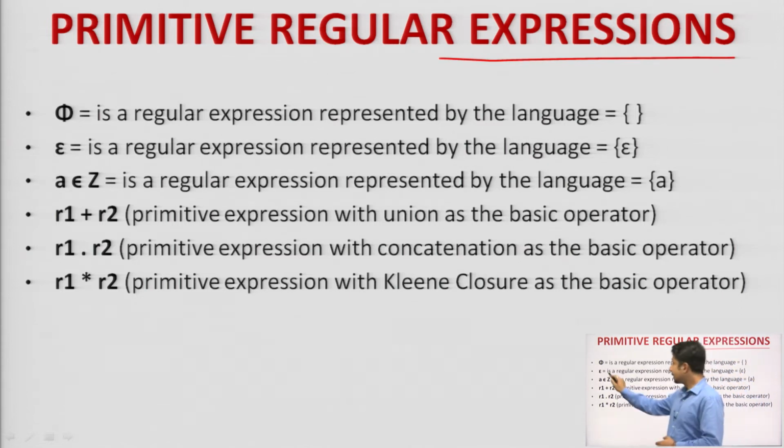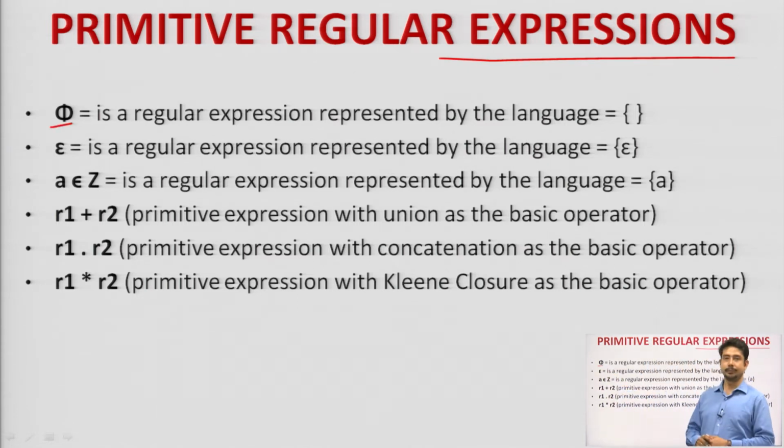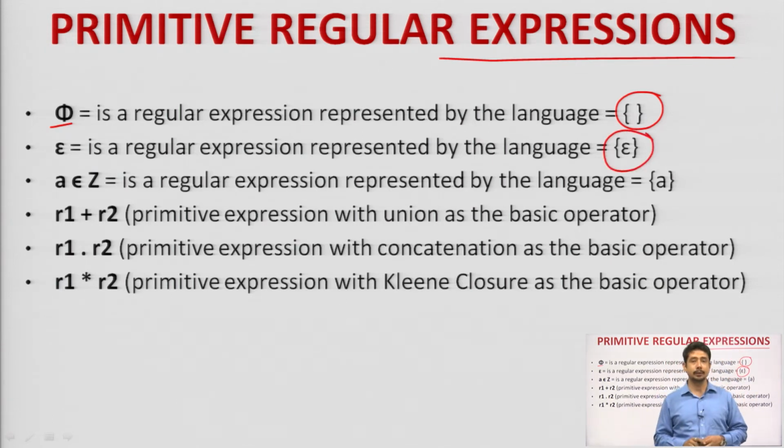This is also a regular expression. Do not get confused, sometimes this is an important question asked in competitive exams. What is the difference between this and this? Whether this is a regular expression, yes my dear students, both of them are regular expressions. Phi is represented by the language this one, and epsilon is represented by the language this one. Both of them are null and void, but in the case of epsilon there is a null transition, whereas in the case of phi there is no transition. That is an important point.